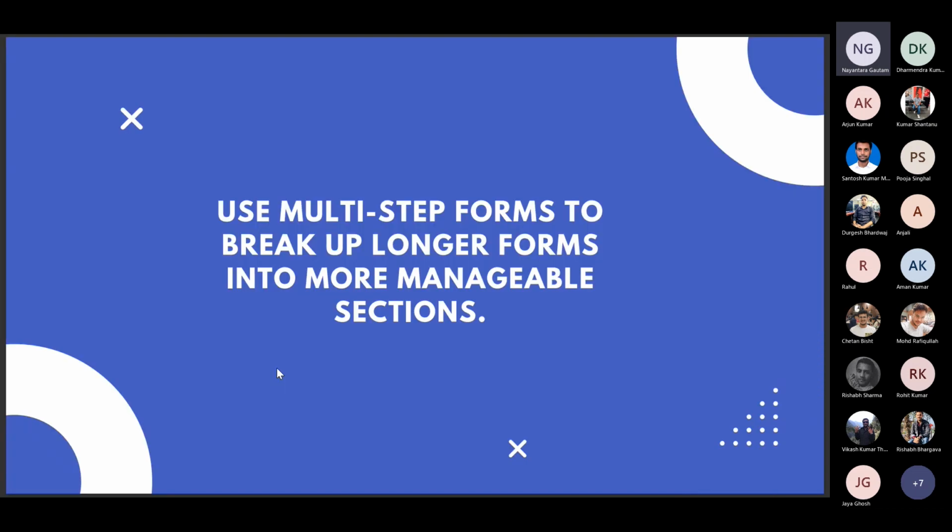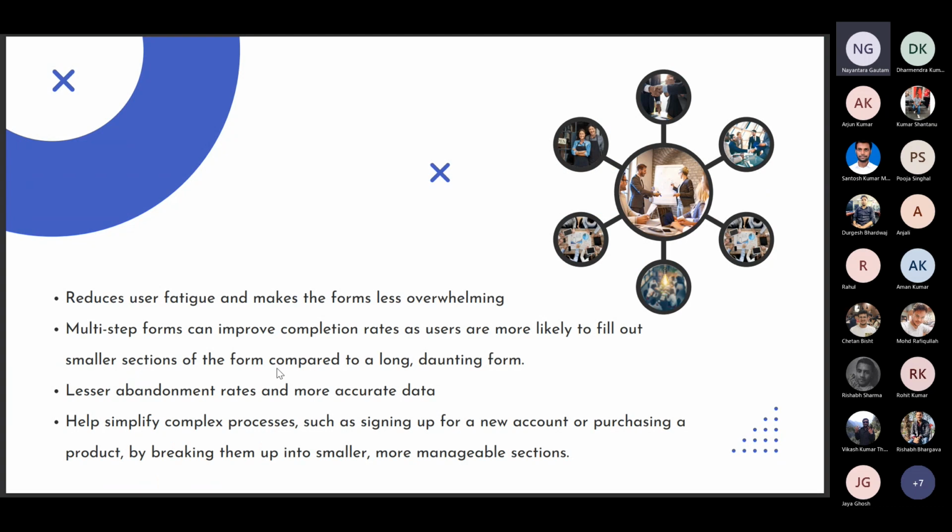Use multi-level, multi-step forms to break up long forms into more manageable sections. So the best practice should be that we are not making really long forms, because it becomes a lot of friction for the user to fill out, and they would automatically go back and not fill the entire form. This step is very necessary because it reduces user fatigue and makes the form less overwhelming. Multi-step forms can improve completion rates, as users are more likely to fill out smaller sections of the form compared to a long, daunting form.